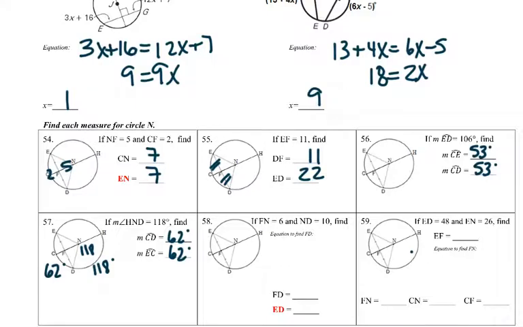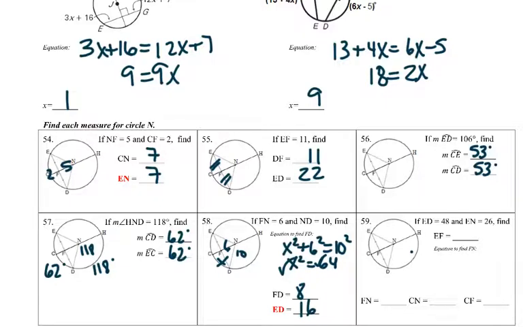If FN is 6 and ND is 10, got our old friend again, Pythagorean theorem. We've done that enough to know that that's going to be 8, right? 6, 8, 10. I'll still show the work. If I subtract 36 from both sides, I get 64. And then E to D would be 8 plus 8 or 16.